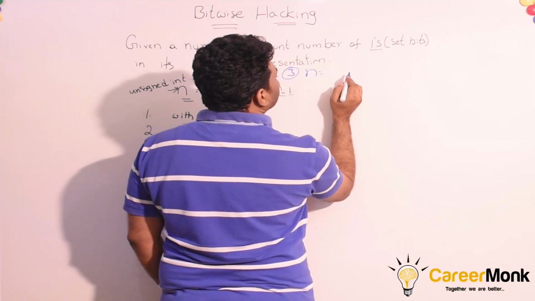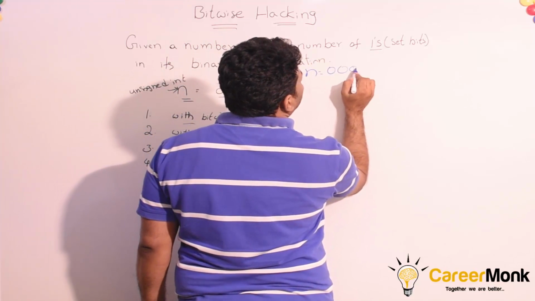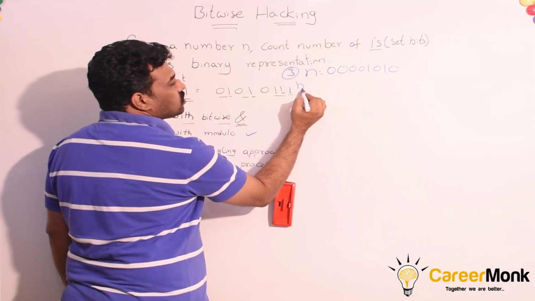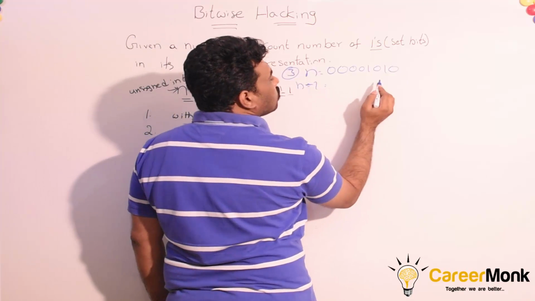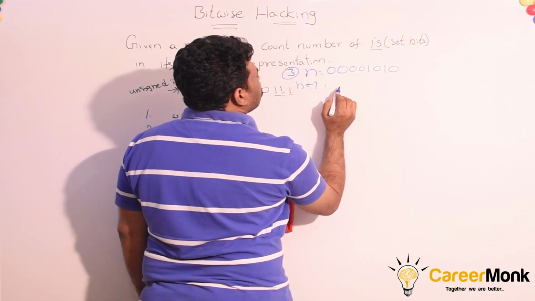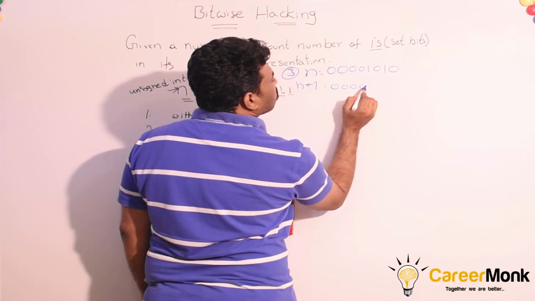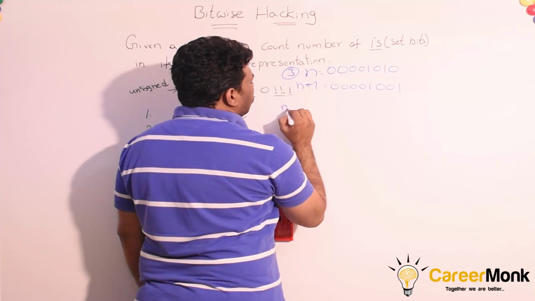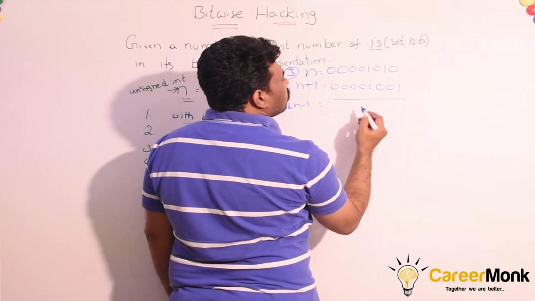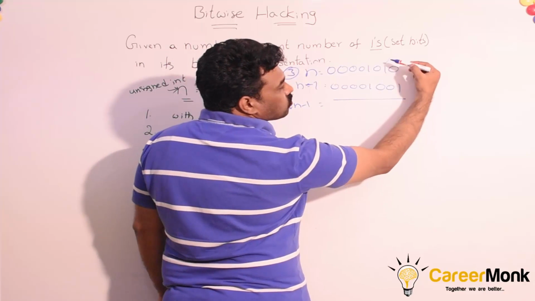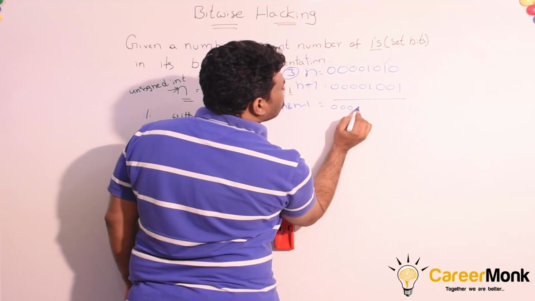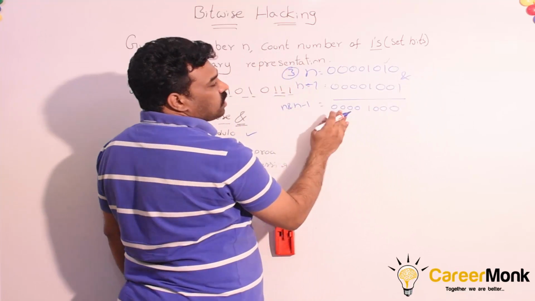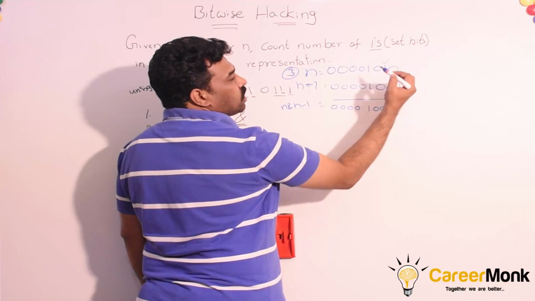For example, n is equal to just this much. What is n minus 1? Since this is 2, I will add 1. What is n and n minus 1? As I said, the rightmost set bit is this one, it toggles that. The remaining bits stay the same. Do you agree? Even if you perform n and n minus 1, it will be the same. It just toggles the rightmost set bit.